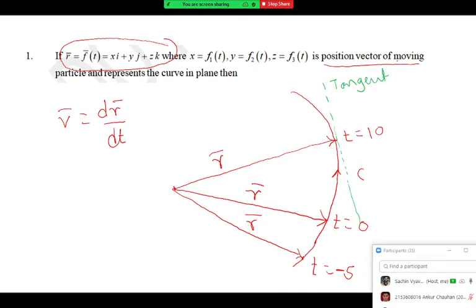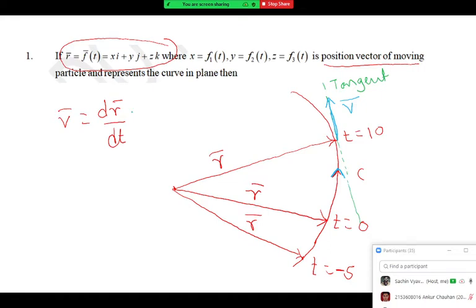This is the tangent line, and along the tangent we have that velocity vector. Suppose the particle is moving in that direction, so the velocity has this direction, v bar. So this velocity is along a tangent to the curve. So v bar is equal to dr bar by dt. But remember, the tangent and the velocity have the same direction.